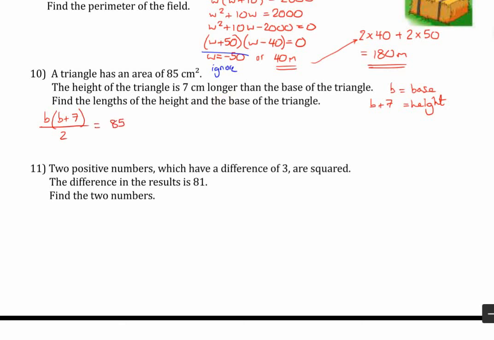Okay, we're going to use this to make our equation. So we're going to times by 2, and I'm going to expand out that bracket in the same step. So b squared plus 7b. And when I times by 2, that 2 disappears from being on the denominator, and it's going to multiply by 85 to give me 170. Let's get it all equal to 0.